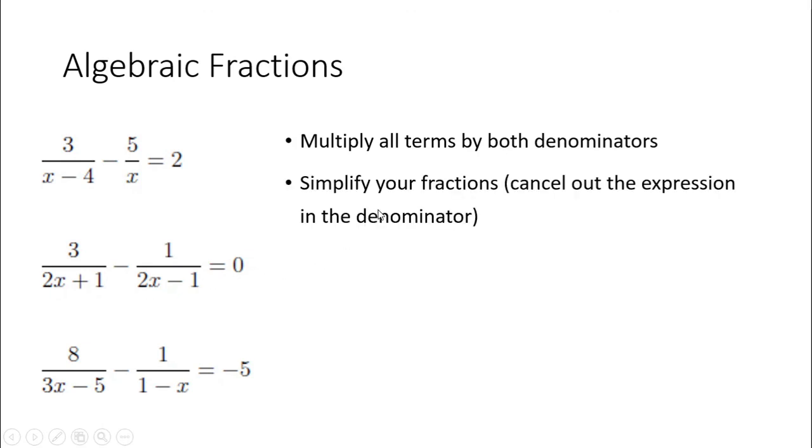Then you need to simplify your fractions, which will involve canceling out the expression in the denominator. If I multiply the top by x minus 4, I'll have x minus 4 on the top, and on the bottom, that'll cancel out, and that's what's going to get rid of my fractions.